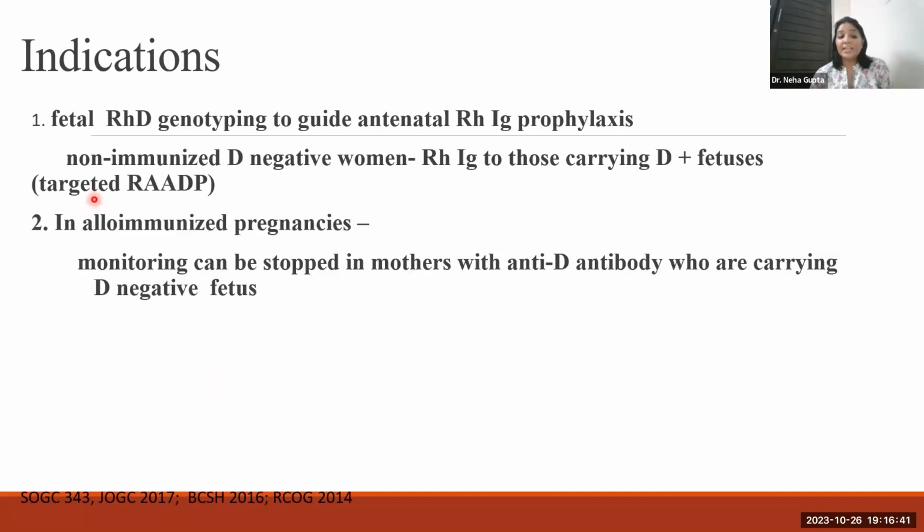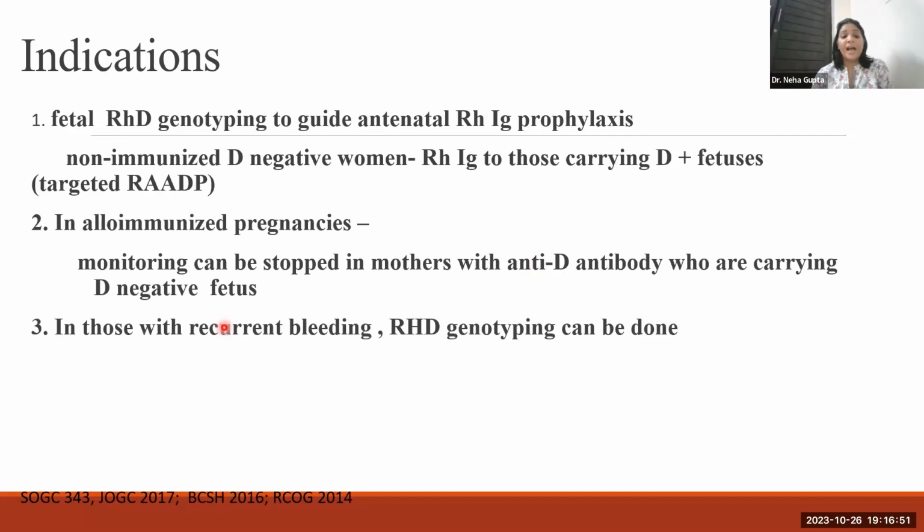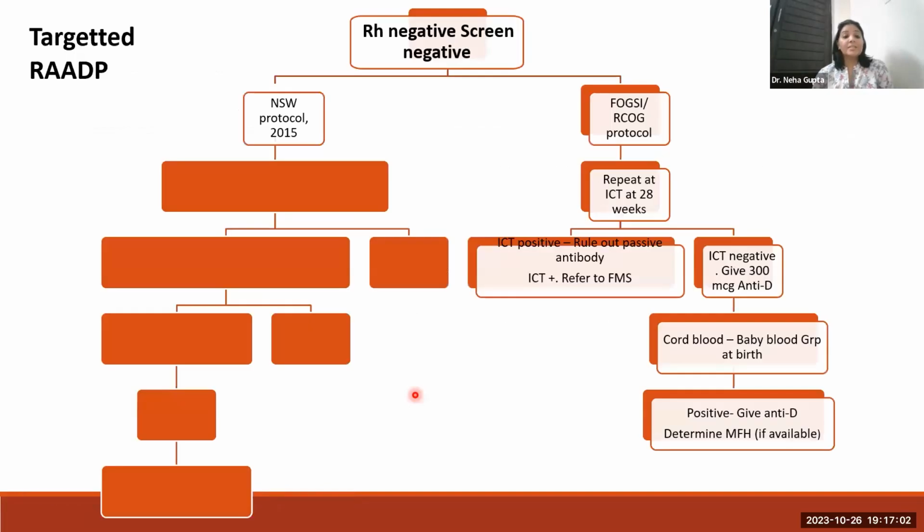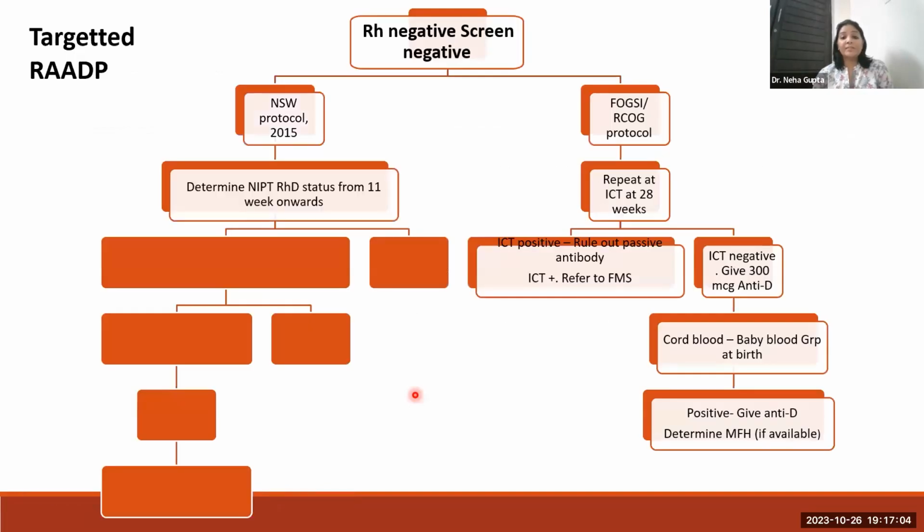In alloimmunized pregnancies, monitoring can be stopped in mothers who have anti-D antibody and are carrying D negative fetuses. And in those with recurrent bleeding, RhD genotyping can be done so that repeat tests for fetal-maternal hemorrhage and anti-D administration can be avoided. Now, this is the protocol. The first one we've already discussed.